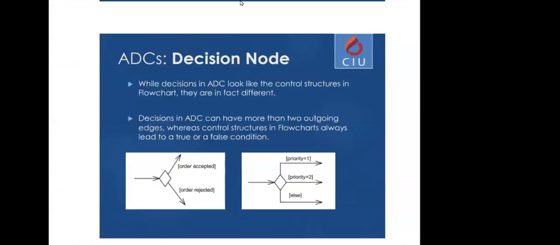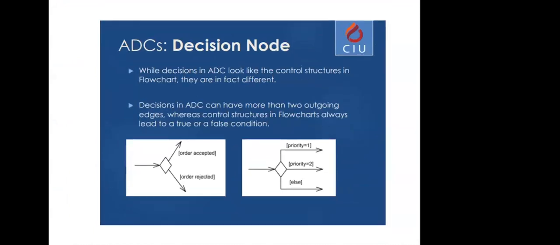Here are some examples that you can see. So the big difference here is that it's not always a yes/no scenario like in what we call a flowchart, but it is actually branched into more categories, as you can see. It's like priority 1, priority 2, else. Usually when we deal with it in a flowchart, we take them one decision at a time and branch them in the decision node.